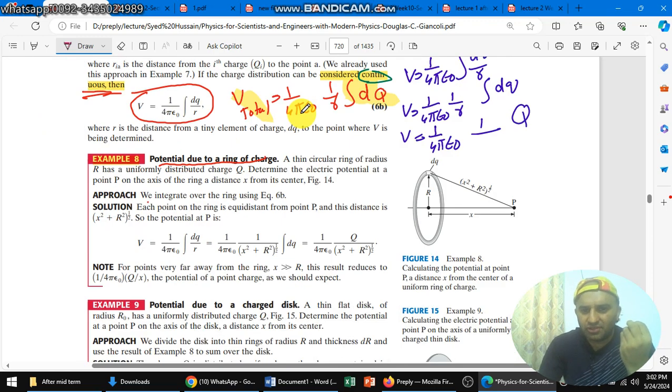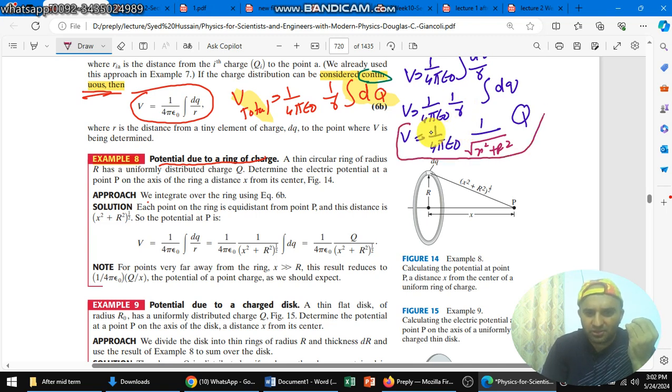Okay, now we can replace r with the square root of x square plus R square, and Q is the charge. So this is the potential at point P.